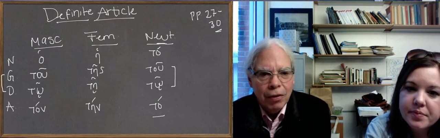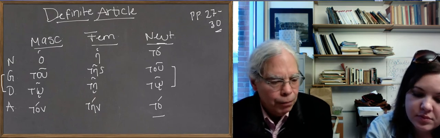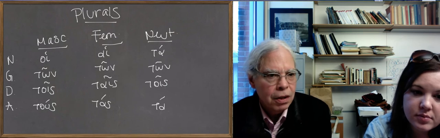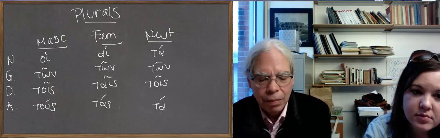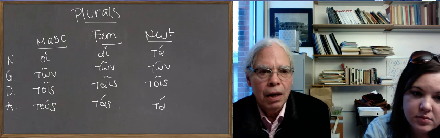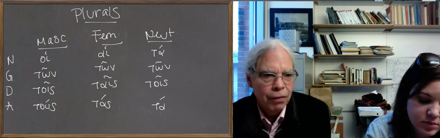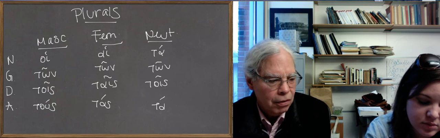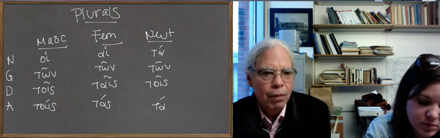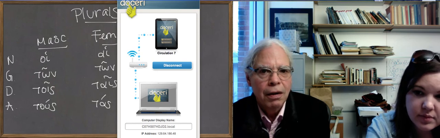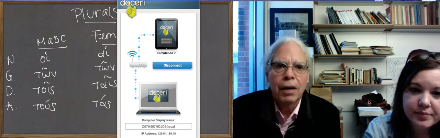Okay, so now let's look at the forms of the plural, where you see very similar things. That is, the masculine nominative plural and the feminine nominative plural, again, have no T and no accent, and they begin with an H, okay, hoi and hai. Those are the endings of the nominative plural of second declension nouns in the case of hoi, and nominative plural first declension nouns in the case of hai. Move that down. Yeah.